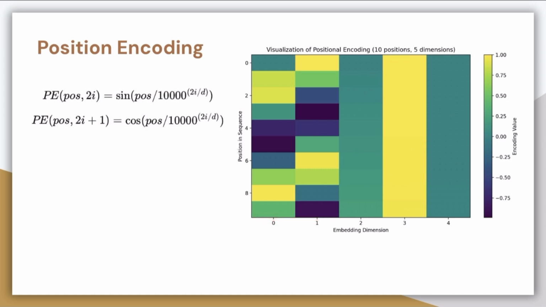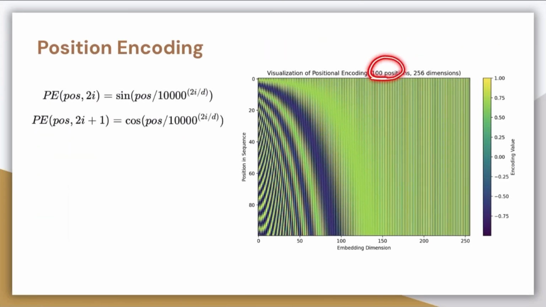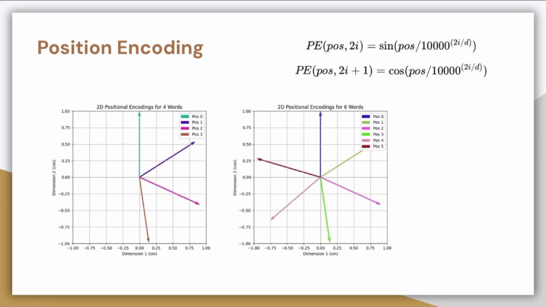There are only 10 positions, that's why we are able to represent them using only a few dimensions. If there are more words, then maybe you need more dimensions. For example, this is with 100 positions and 256 dimensions. As a vector representation, I plotted it as a vector just to see the case of 2 dimensions, because we cannot visualize more than 2 dimensions here.